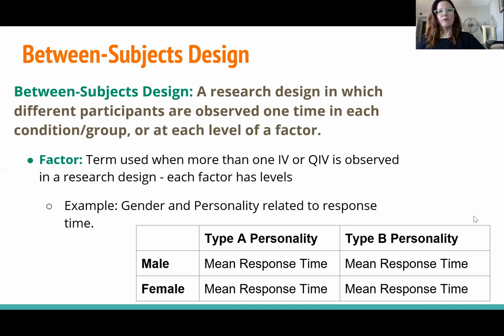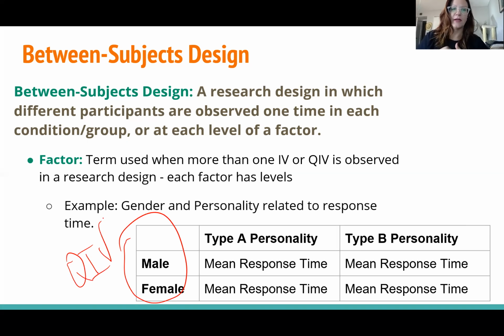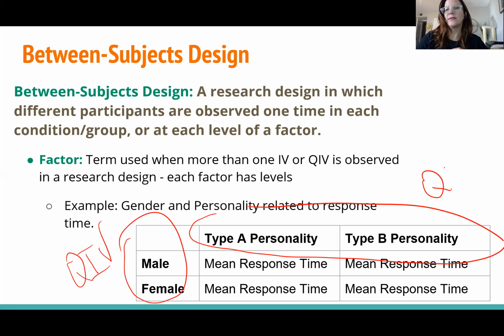So for example, if we're looking at gender, there's two levels, male versus female. So that's one independent variable right here, or quasi-independent variable if we really want to be technical about it. So that would be one factor, basically, gender. And then we have personality. Well, that's another factor or another quasi-independent variable. And both of these could be measured on response time. So that would be our dependent variable.